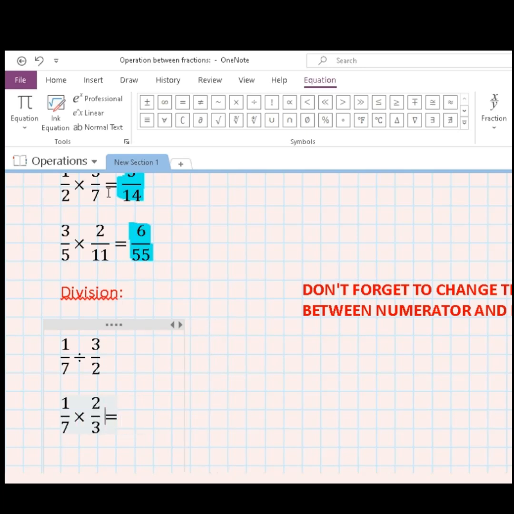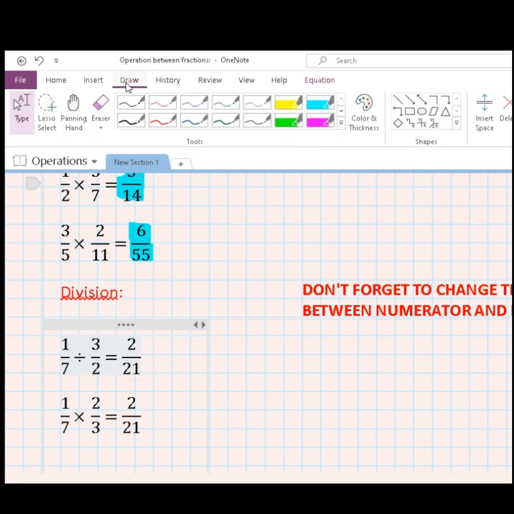because it's multiplication. Okay, excellent. 1 times 2 equals 2 over 7 times 3 equals 21. Okay, excellent. And then here, 1 over 7 divided by 3 over 2 is equal to 2 over 21. And this is our answer. Here, I will color it with yellow.